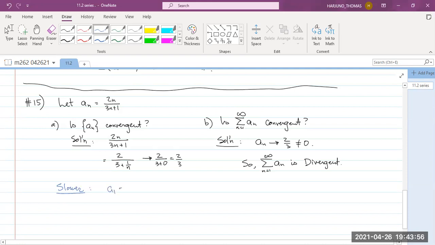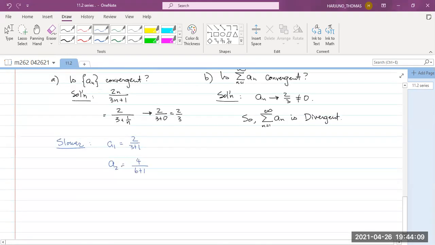Okay, let's see. The first term is 2 over 3 plus 1, right? The second term is 4 over 6 plus 1. The third term is 6 over 9 plus 1, and so on and so forth. So the sequence is basically going 2 over 4, 4 over 7, 6 over 10, 8 over 13, and of course it gets larger and larger, the numerator gets larger, the denominator gets larger. But eventually, the sequence approaches very, very close to 2/3, right? As n goes really big, it becomes very, very close to 2/3.